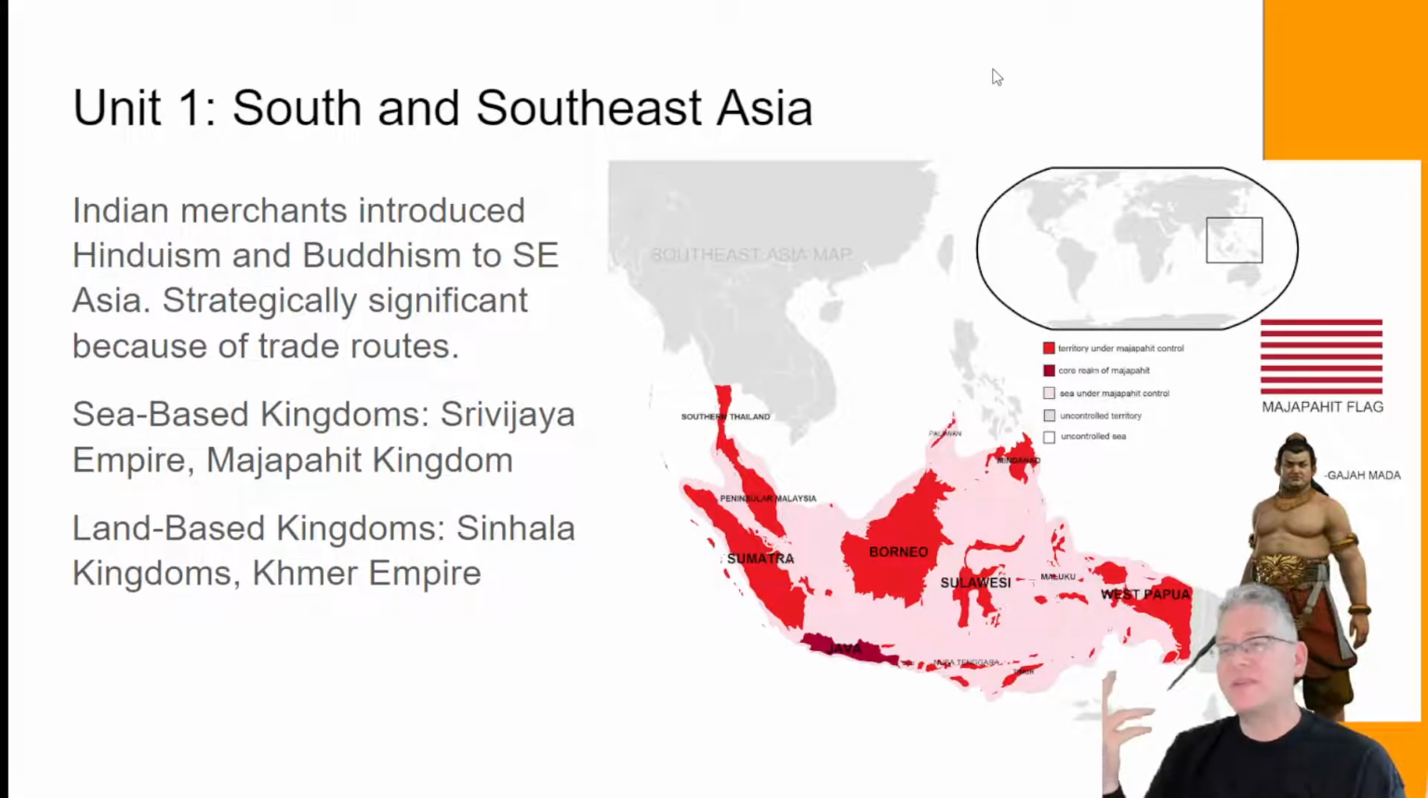There's 2 sea-based kingdoms, Srivijaya and this wonderfully named Majapahit. So you can see in the map here the area under Majapahit control as well as the core realm. So they basically controlled modern-day Malaysia and Indonesia. And also the Srivijaya were pretty similar in location. Land-based kingdoms then would have been the Sinhala kingdoms and the Khmer Empire. Khmer are going to be in modern-day Cambodia, and they were a very powerful kingdom based upon trade as well as agricultural power.